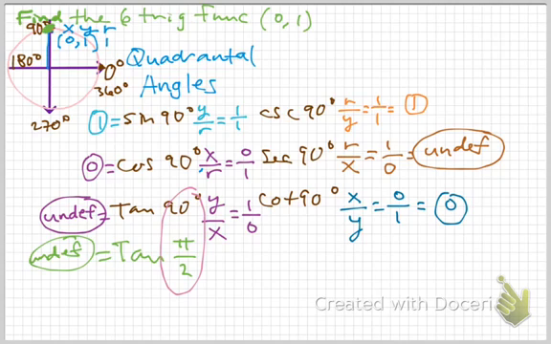So it doesn't matter if the angle is measured in degrees or radians. You can use this thing called the unit circle, which essentially just tells you that the radius is a length of 1.